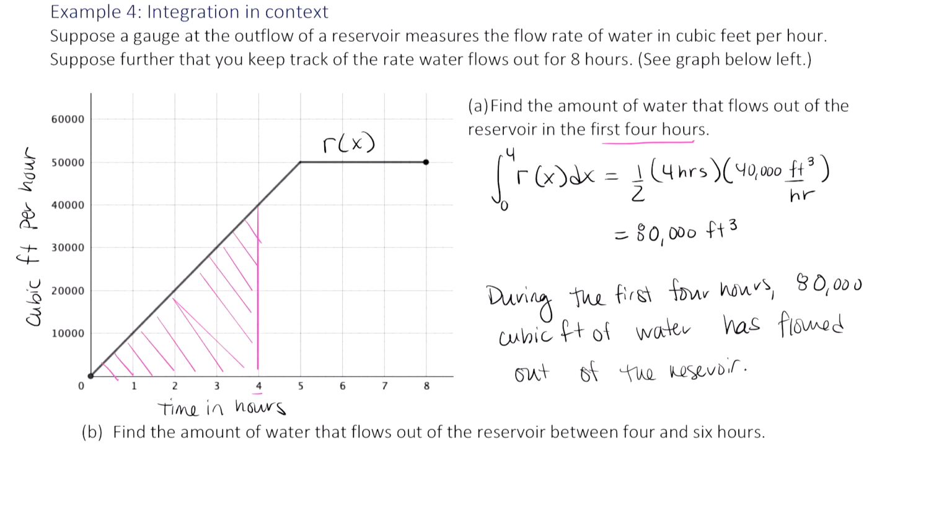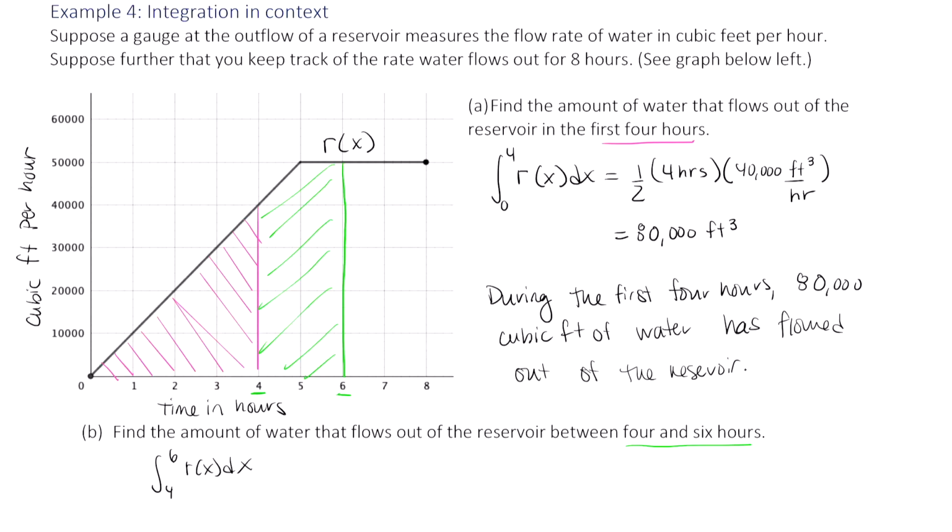All right, let's continue to part B. Find the amount of water that flows out of the reservoir between 4 and 6 hours. So between 4 and 6 hours, and I'll go ahead and label this in green. So here's 4 and here's 6. So I'm looking for the area of this region. Well, this can also be done geometrically, and if you notice, this is a nice slicing in half here. So we want the area from 4 to 6, r of x dx.